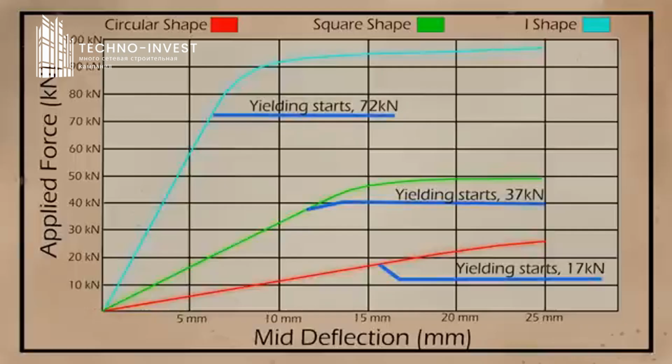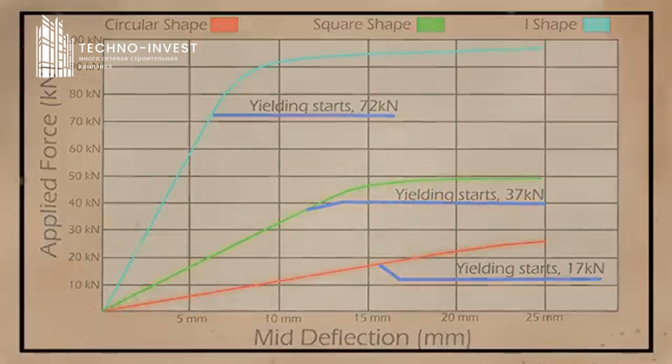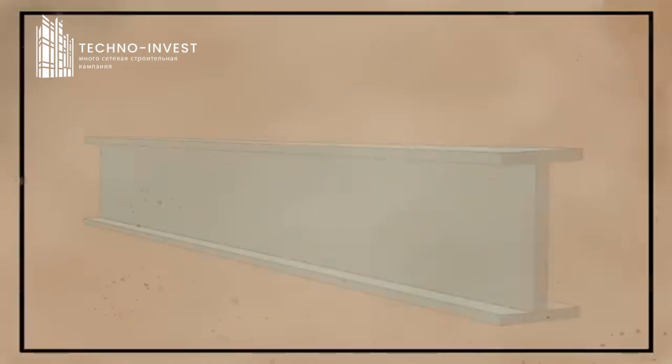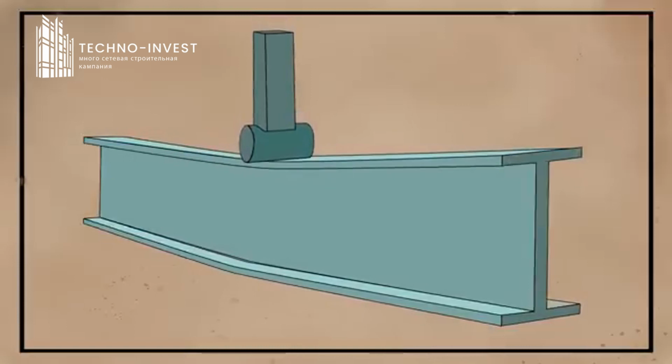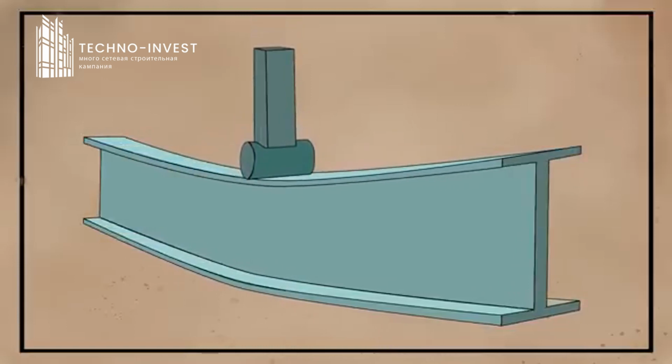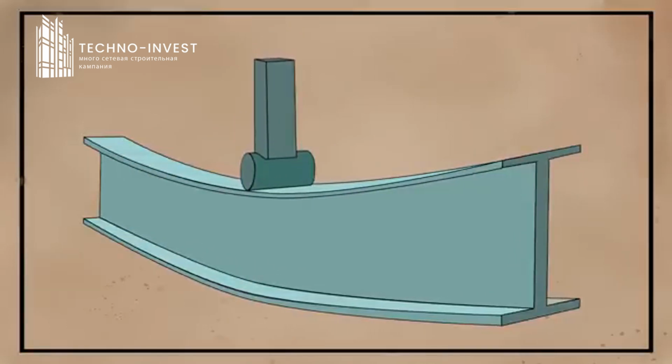As we expected, the I shape performed much better than the square or circular shape, even though all of them use the exact same amount of material. Okay, so let's load up a beam and look at what's happening on the inside and how the load is being carried. To load our beam, we will use a fake animated hydraulic press.